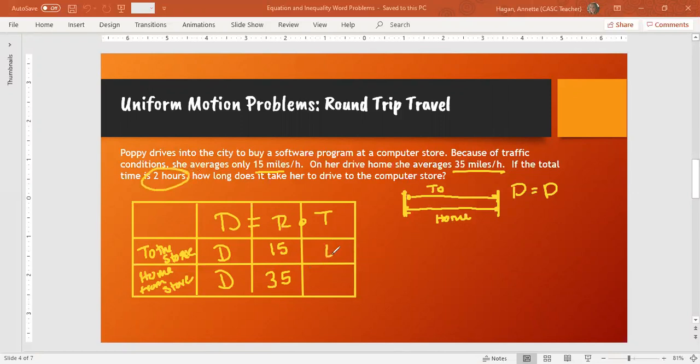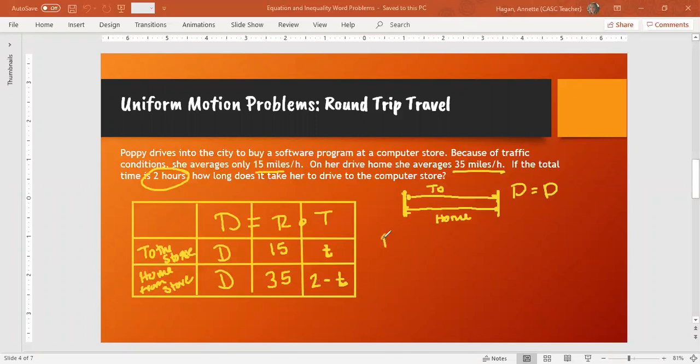We don't know the time going there, but we know T represents the time going there. So the time for coming home is going to be 2 minus T. And here's why that is. It was 2 hours total, and if we take away the trip there, that would give us the trip home. T was our trip there, and 2 minus T would give us the time home, because what's remaining after we take away the time there is what it took to get home.